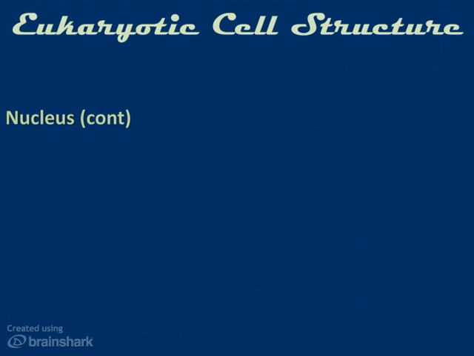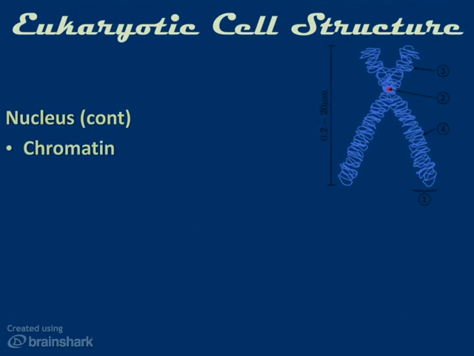Within the nucleus are three very important structures. Chromatin is a granular material made of DNA bound to proteins. It condenses to form chromosomes. Chromosomes are thread-like structures that contain all the genetic information that is passed from generation to generation, and it ensures that a species can continue.